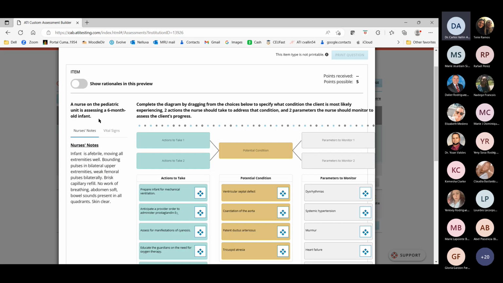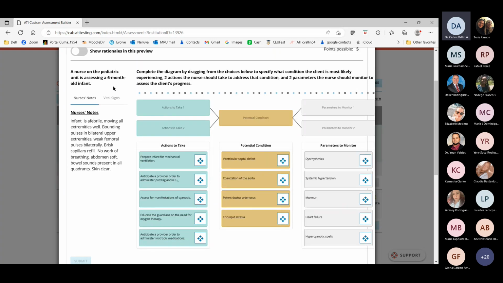Okay, it is a pediatric client. A nurse on the pediatric unit is assessing a 6-month-old infant. Nurse note, 6 months is a baby, an infant. Okay, infant is afebrile, moving all extremities well. Bounding pulses in bilateral upper extremities. Well, there should be no bounding. Bounding is a too strong pulse. In bilateral upper extremities, weak femoral pulses bilaterally. Do you know what is the diagnosis?